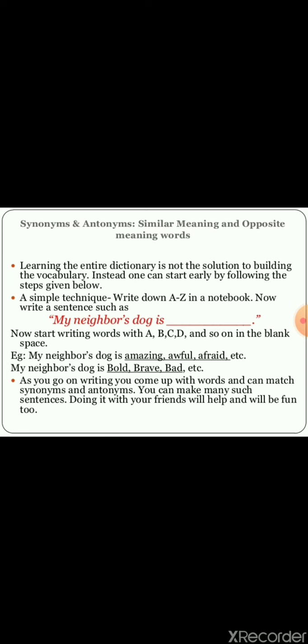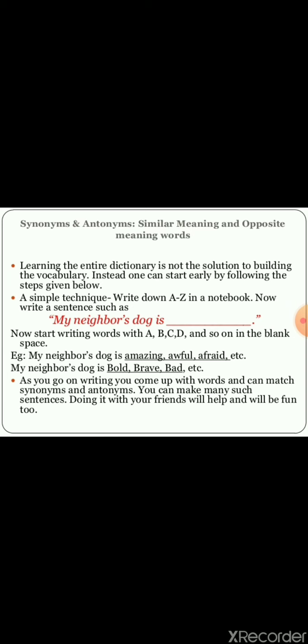Learning the entire dictionary is not the solution to building vocabulary. Instead, one can start early by following the steps given below. Yes, you can't even imagine which type of words they are putting in the competitive level exams. Beyond our limit, we can't, but there is a trick. Don't get confused or feel scared that you need to go through the whole dictionary. You can't, because there is no limit to the vocabulary in the world of English.